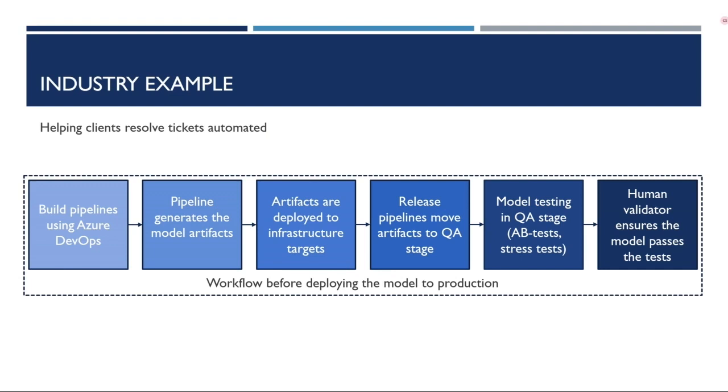Now I will give you an industry example of how CI/CD is being used. This was an industry example we found online where a team tries to help a retail client resolve their tickets automatically using machine learning. So when one of the users or a maintenance problem raises a ticket, the machine learning will classify the tickets into different categories, and this will help to speed up the resolution of the tickets. How this works is listed here on the slide.